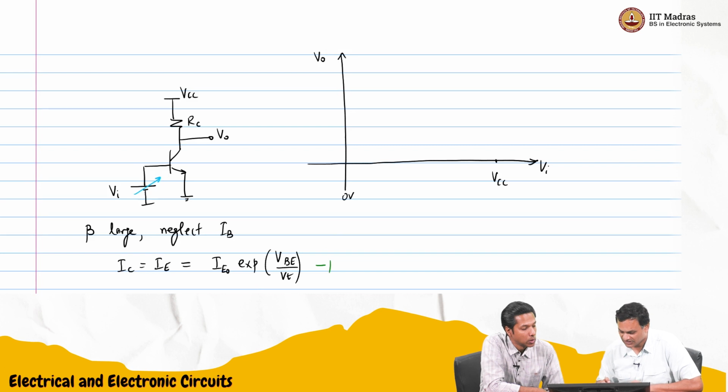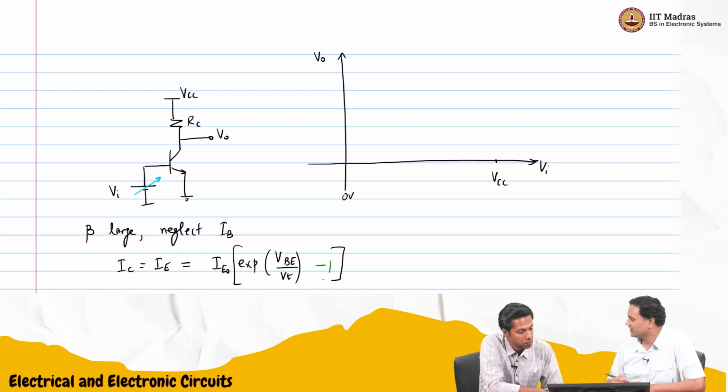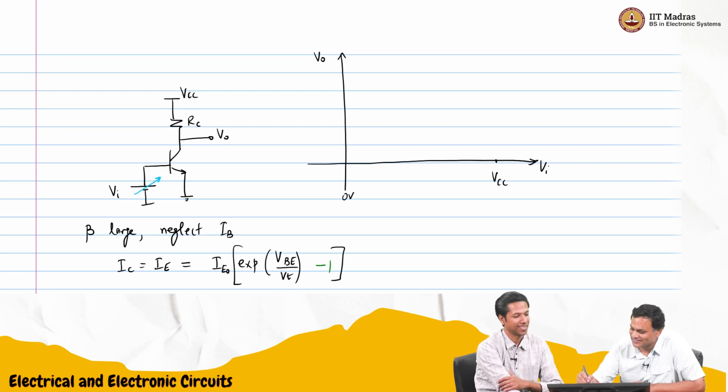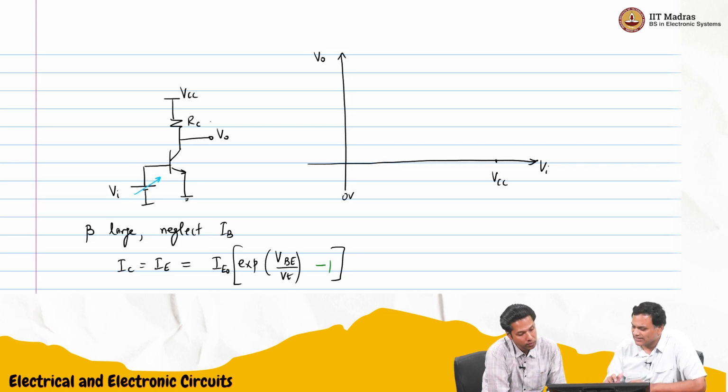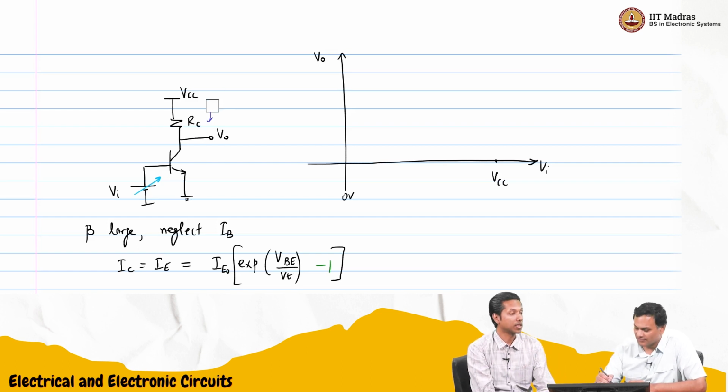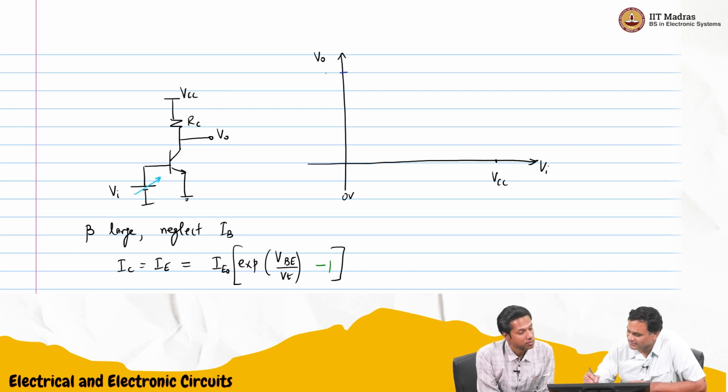So when VI is 0, VI is directly VBE. That means there is no current initially. I'll just put this bracket so that the minus 1 is not standing by itself. So when VBE is 0, this current is 0. If the current through RC is 0, then VO is equal to VCC, because there is no voltage drop in RC. So we'll say this is some VCC.